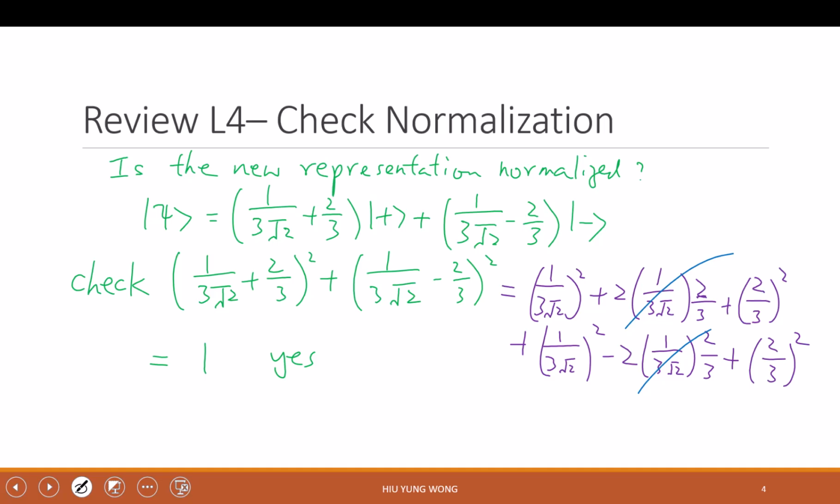Please practice it. I understand this is like middle school math, but the point is you need to be very familiar with it. You don't want to make mistakes or be slowed down during the exam, right? You want to solve a bigger problem. Okay, that is check normalization.